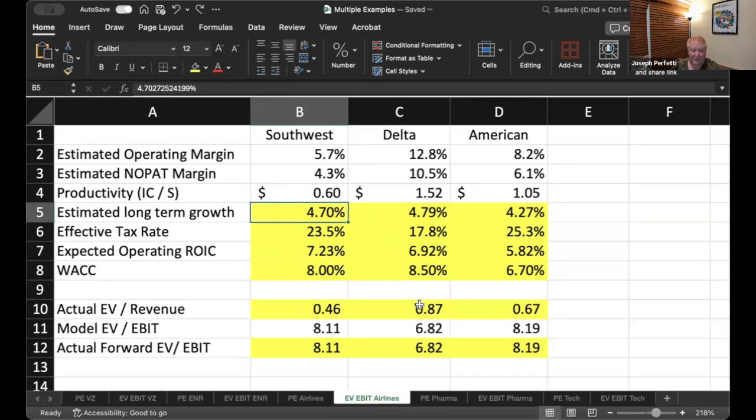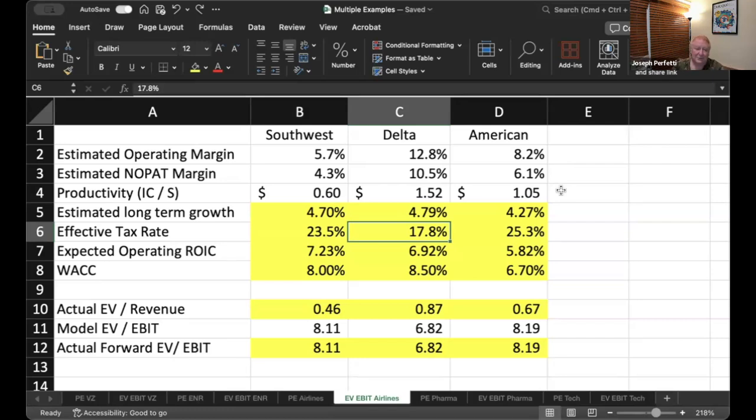Well, let's look. Number 1, tax rate. Southwest is paying higher taxes than Delta, 23.5% versus 17.8%. That should hurt Southwest's enterprise value to EBIT multiple. Okay, so that's kind of working against them. That's not why they're trading at a premium. Number 2, 4.7% growth rate, 5%, 4.79% growth rate. On an operating basis, right? This is growth in EBIT now, not growth in net income.